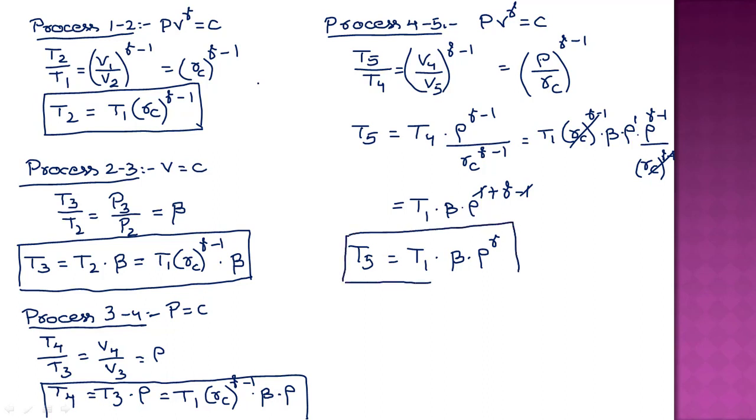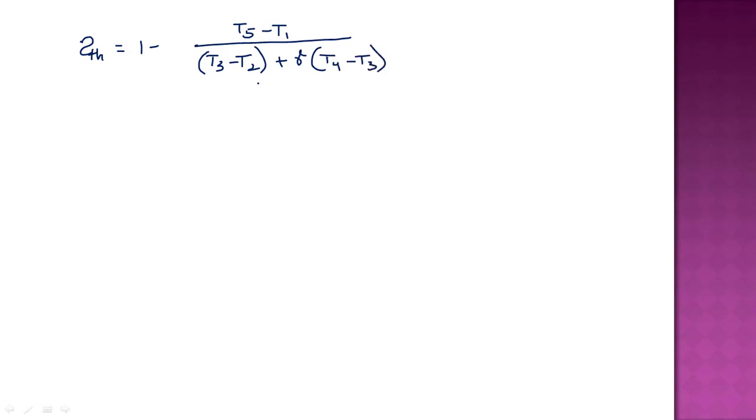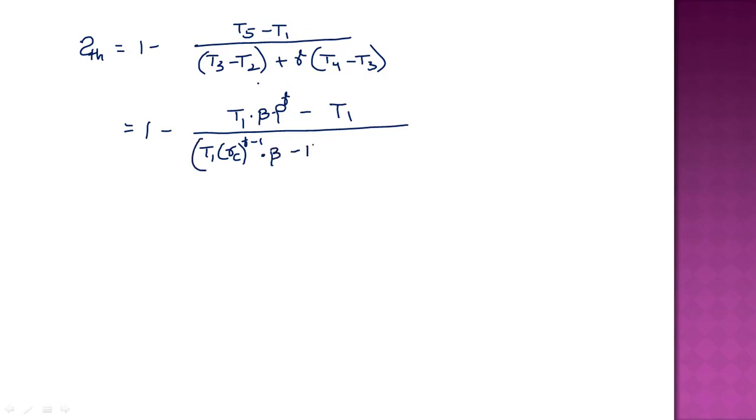Now we know the formula for thermal efficiency in terms of temperatures, that is 1 minus (T5 minus T1) divided by (T3 minus T2) plus gamma into (T4 minus T3). Let us substitute the values here. 1 minus, T5 is T1 into beta into rho power gamma, minus T1, divided by T3 is T1 into Rc power gamma minus 1 into beta, minus T2 is T1 Rc power gamma minus 1, plus gamma, and T4 is T1 Rc power gamma minus 1 into beta into rho, minus T3 is T1 Rc power gamma minus 1 into beta.